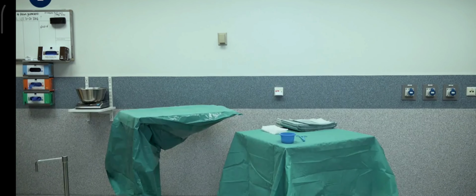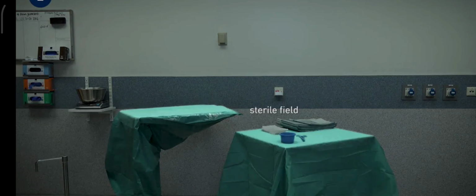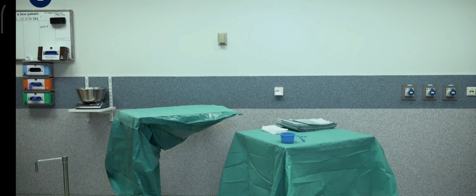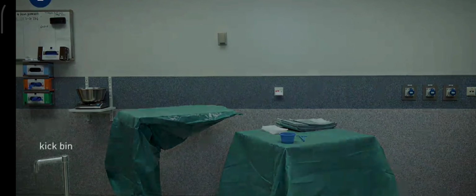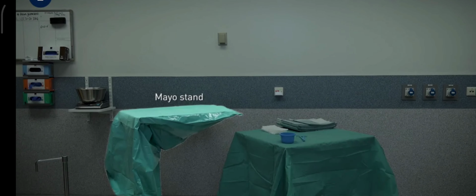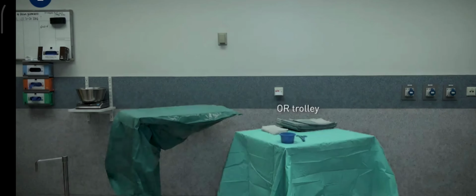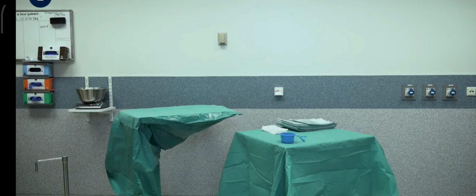Patient skin antisepsis and draping requires a sterile field. For a more detailed elaboration of how the field is set up, refer to the course Table Setting, Basic Instruments and Disposables. Take note of the OR furniture, a kick bin, a Mayo stand, and OR trolley on which clean implements and drapes have been prepared.